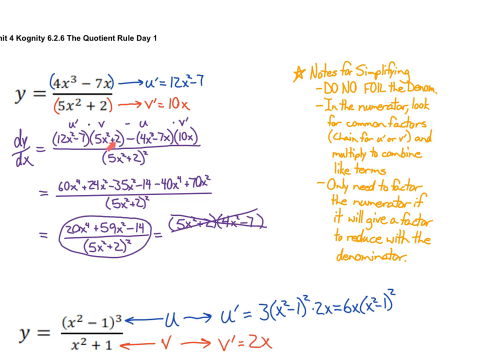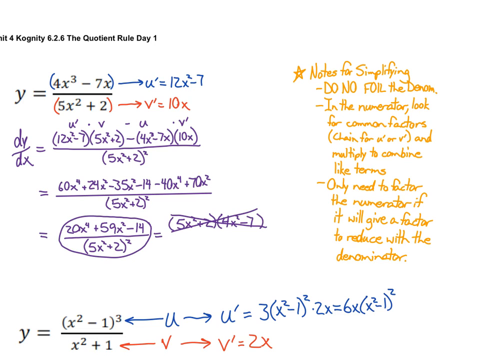So I'm going to FOIL this, and I get 60x to the fourth plus 24x squared minus 35x squared minus 14. And then here at the end, I'm going to distribute the negative and distribute the 10x, and I get a minus 40x to the fourth plus 70x squared. Okay? So notice I have some like terms. 60x to the fourth minus 40x to the fourth is 20x to the fourth. I've got a bunch of x squareds that come out to a 59x squared, and then I have the minus 14.